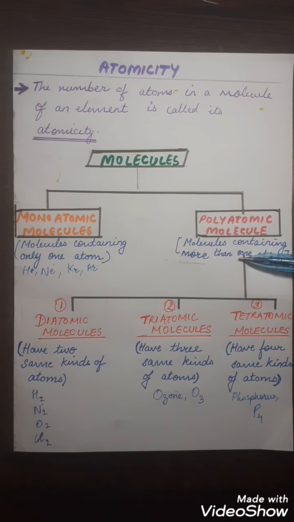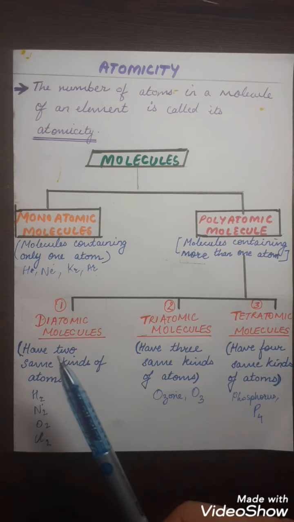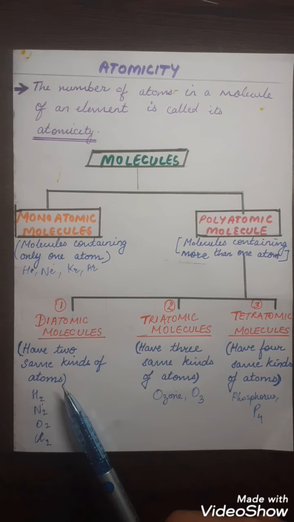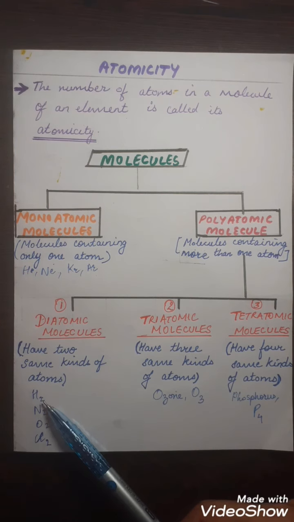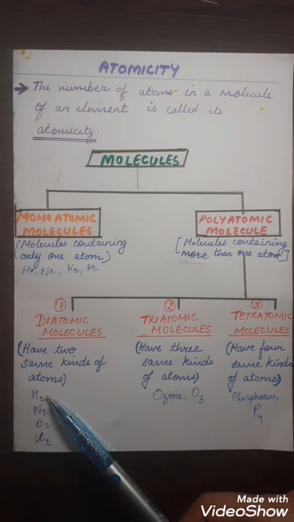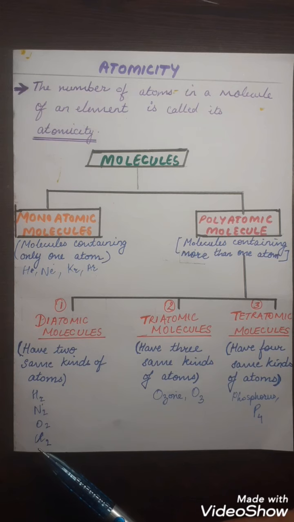Here, polyatomic, one molecule contains more than one similar kind of atoms. They are further divided into diatomic molecules, triatomic molecules and tetraatomic molecules. Diatomic molecules, one molecule having two same kinds of atoms. Okay, hydrogen, nitrogen, oxygen, chlorine. So one molecule of hydrogen contains two atoms of hydrogen. One molecule of nitrogen contains two nitrogen atoms. One molecule of oxygen contains two oxygen atoms. One molecule of chlorine contains two chlorine atoms.